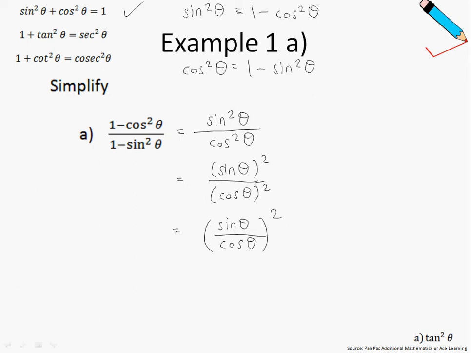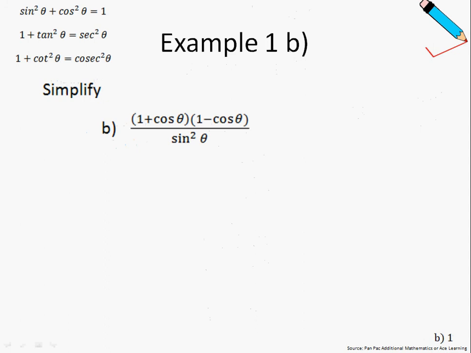Recall that tangent theta equals sine theta over cosine of theta. So this function over here is simply tangent theta. And finally, if you want, you can bring in the square to make it look like this, tangent square theta. That's all for example 1a. Let's move on to example 1b.